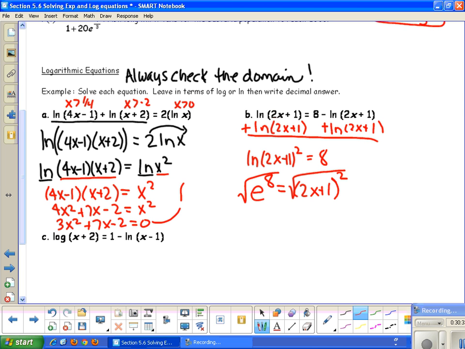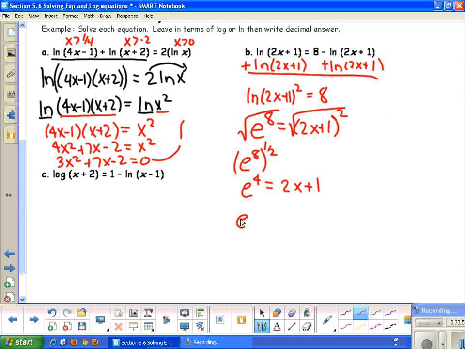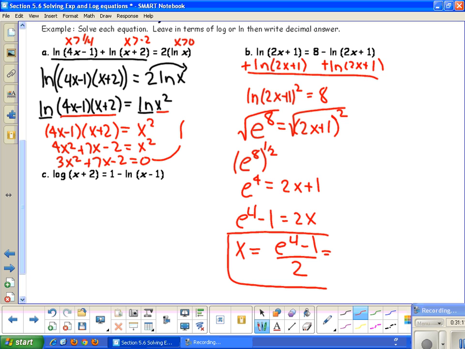That's like taking both sides to the 1/2 power. So this would be e to the 8th all to the 1/2, which gives me e to the 4th is equal to 2x plus 1. So then I could continue to solve this. I get e to the 4th minus 1 equals 2x. So divide both sides by 2. I get x is equal to e to the 4th minus 1 over 2. I want to see this part for your answer, and then you can find the decimal form.